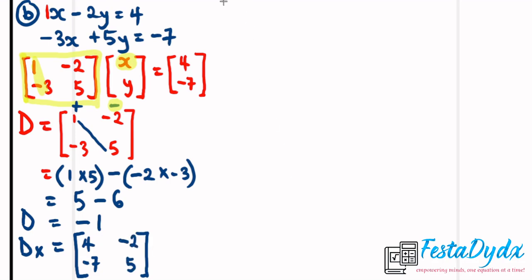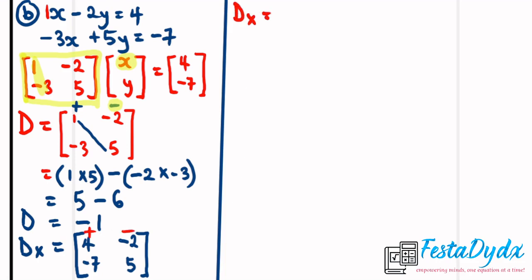So now let's solve this. Looking for the 2 by 2 matrix, please do not forget to add your plus and minus. Now let's multiply the diagonals. So dx is equal to 4 times 5 here. Remember the minus at the top. Then we have the second diagonal to be minus 2 times minus 7.